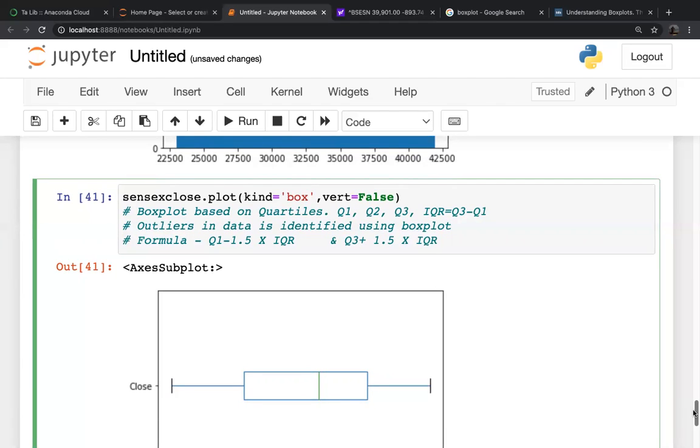All of you got the output of box plot? Can you please confirm?